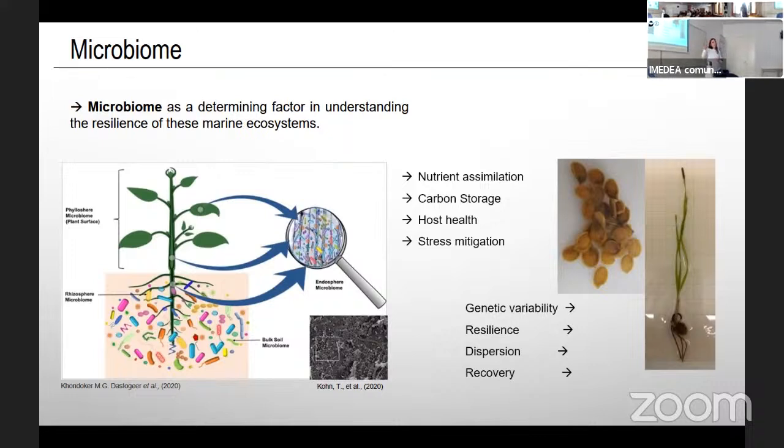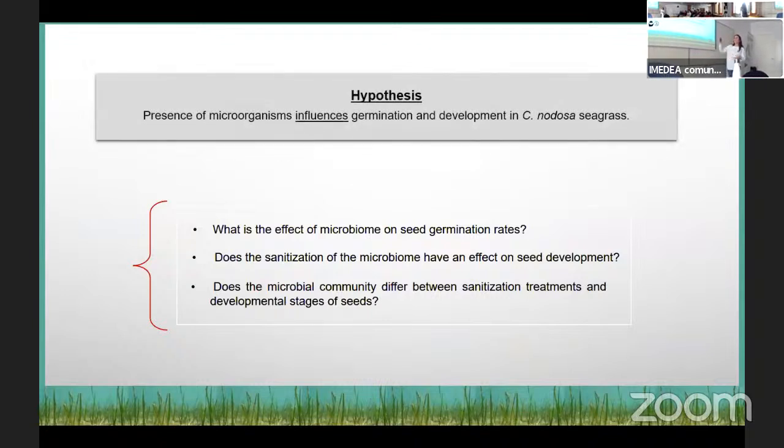So with that, and also taking into account that the seagrass early life stages can be critical for natural recovery, we start with this hypothesis: that the presence of some microbes can affect germination and development in Cymodocea nodosa. And we want to answer some questions about what the effect of this microbiome is on seagrass germination and development, but also how these communities change for different treatments and along developmental stages, seed developmental stages.